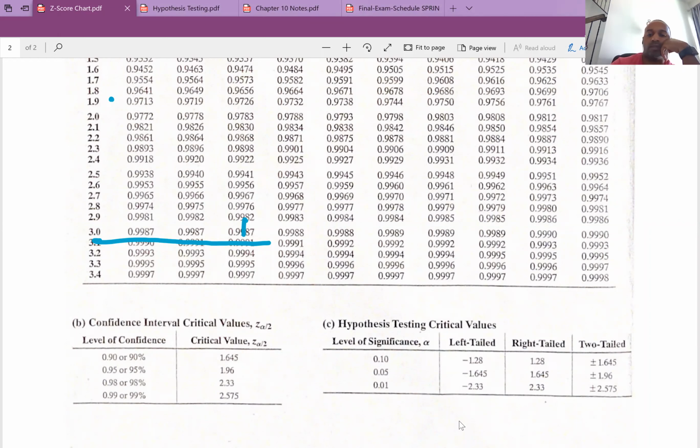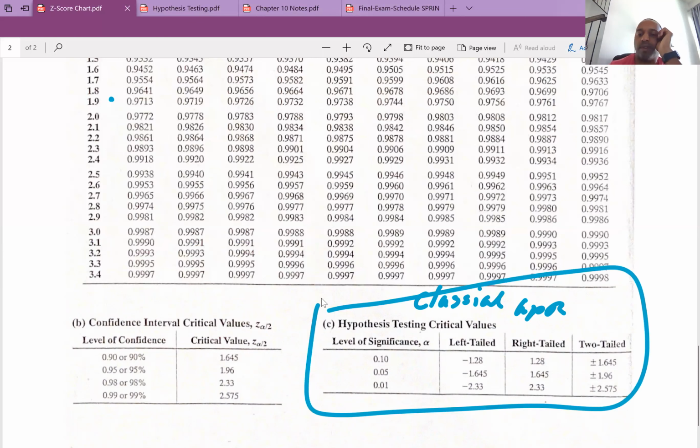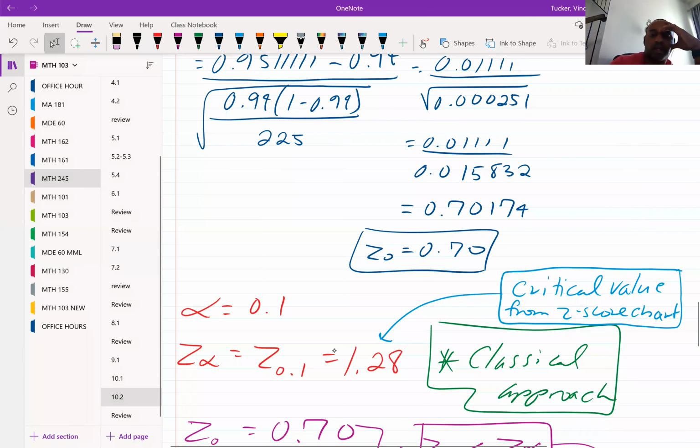All right. So this is for the classical approach, if they asked you to do the classical approach. So that's why I sent you the z-score chart, again, just in case you misplaced it. On the second page, right here in this bottom corner, is where you can find your critical values. And you will just find them according to your significance level and what test you're doing. So once again, our significance level is 0.1, and we're looking at right tail. So we're going to look at that 1.28. So that's what I have right here.